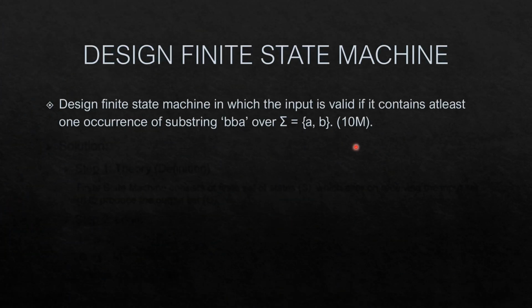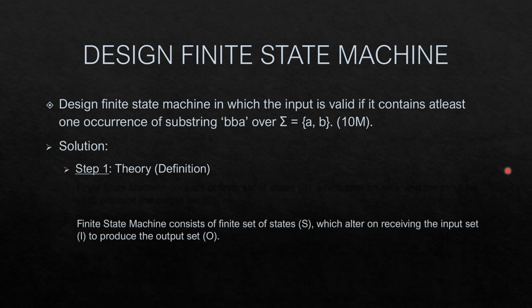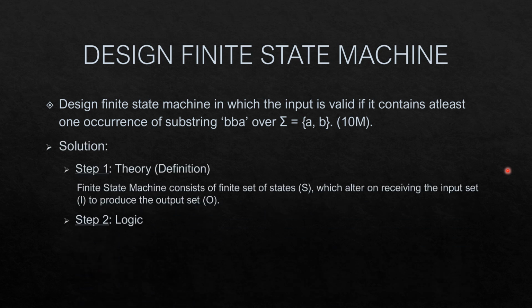Let us take another example. Design a finite state machine in which the input is valid if it contains at least one occurrence of the substring BBA over the input A, B. So here in the solution, step 1 will be theory, that is the definition of FSM. Step 2 is logic, having I already given as A, B. O will be Y, N, and here S will be from QS to Q3. So Q0 representing A, Q1 B, Q2 BB, and finally Q3 BBA.